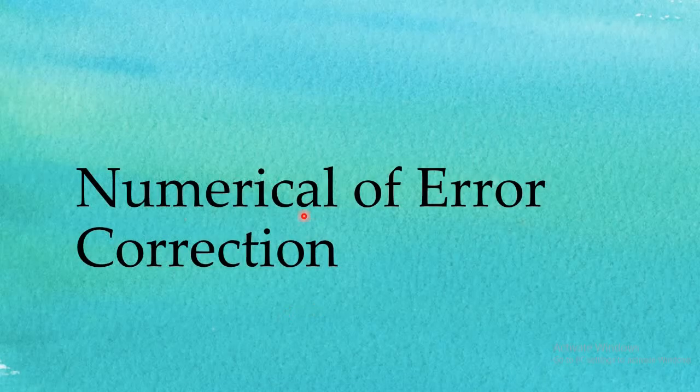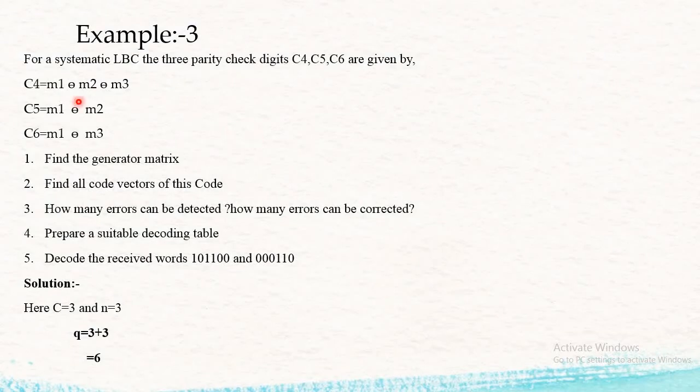And the last is a numerical on error correction and detection. Here I have taken an example of a systematic LBC. The 3 parity check bits C4, C5, C6 are given. Here, instead of giving any sort of matrix, they have given a direct relation between the check bits and the message bits. That is, C4 is M1 XOR M2 XOR M3, C5 is equal to M1 XOR M2, and C6 is equal to M1 XOR M3.